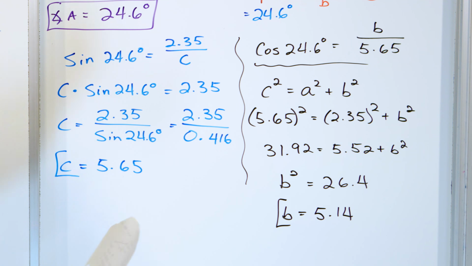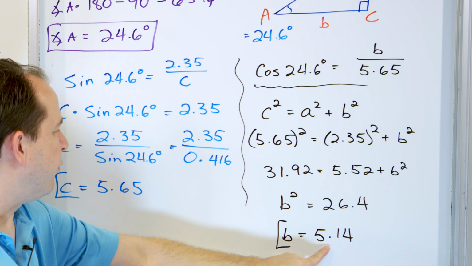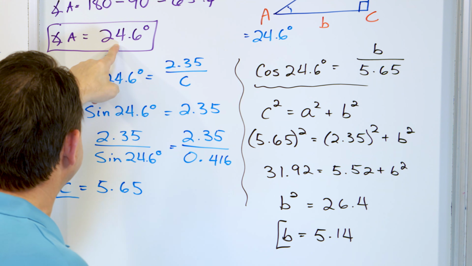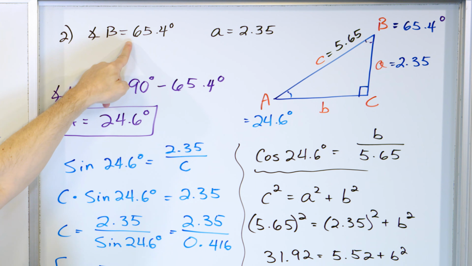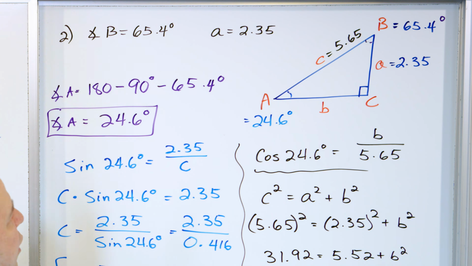So let's double check ourselves that we solved everything. Side A is 2.35, side B is 5.14, side C is 5.65. All three sides accounted for. Angle A is 24.6 degrees, angle B was given at 65.4 degrees, and angle C is 90 degrees. So all three sides and all three angles.